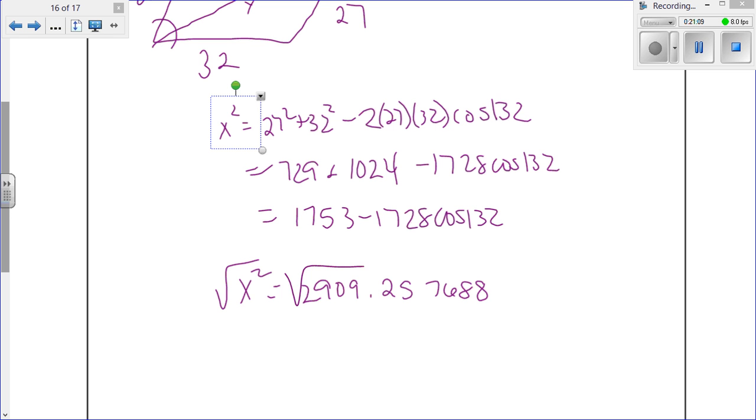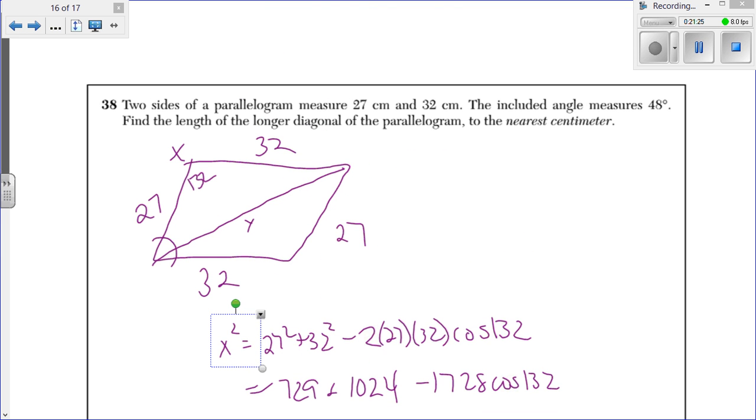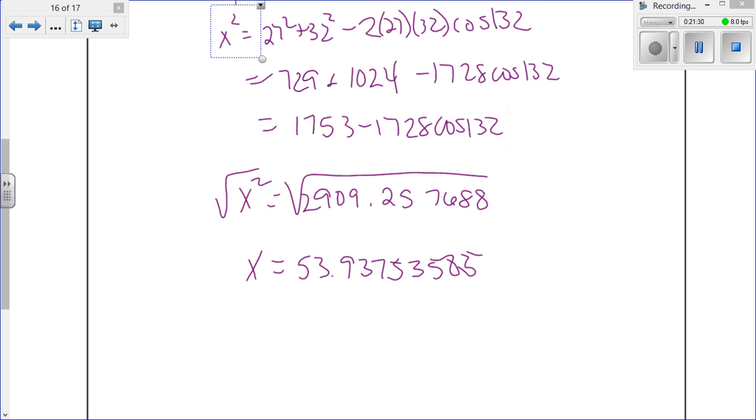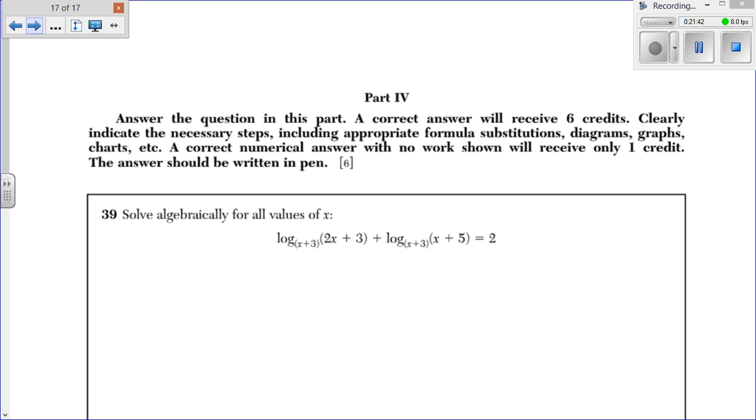So to find x, I have to take the square root of both sides. So square root, square root, second answer. And I get x equals 53.93753505. And the question said to the nearest centimeter. So to the nearest whole number, x is equal to 54. All right, one more problem left. Solve algebraically. Ooh.